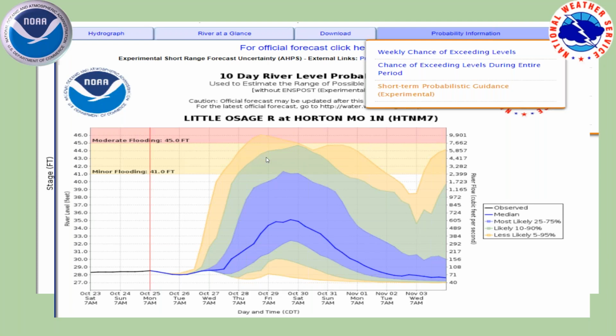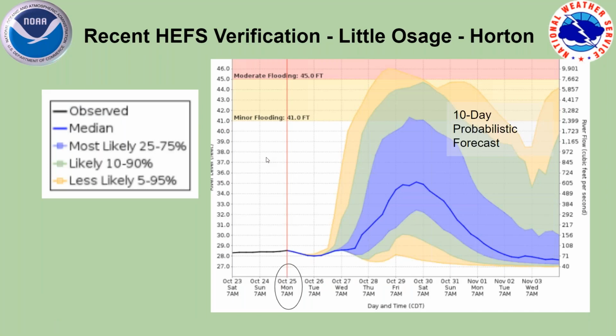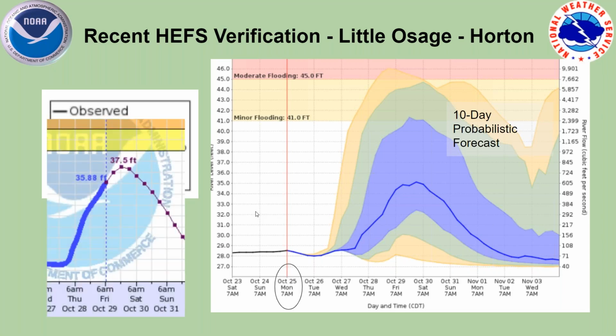So the next thing I wanted to show you, I did a little verification on this particular site. So I clipped this image on the 25th of October. It's the same one that you saw on the previous slide. And then 4 days later, I took the observed hydrograph and a little bit of forecast and saw how it compared. So around 6, 7 a.m. on the 29th, we were at 35.88 feet, which is pretty close to that median line right there. So you had a pretty high probability of getting to that level.